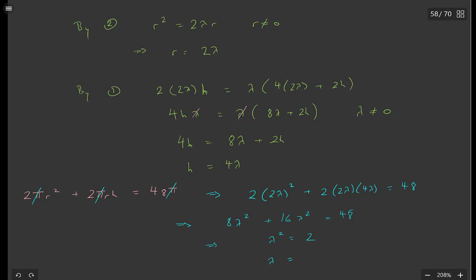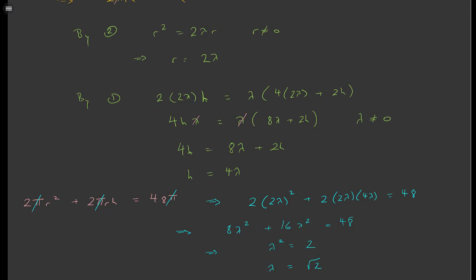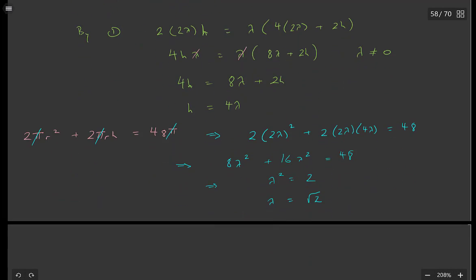Solutions to this are lambda equal to plus or minus root 2, but since the radius and height are both proportional to lambda and are both strictly positive, we only need to worry about the positive root here. And we're basically done now. Since we've worked out what lambda is, we know that r is equal to 2 lambda. We get r has to be equal to 2 root 2, and h is 4 lambda, so h is 4 root 2. And those will be the optimal dimensions for maximizing the volume of the cylinder with the particular given surface area.